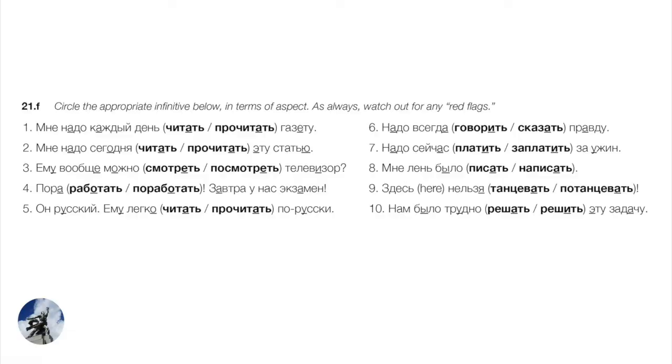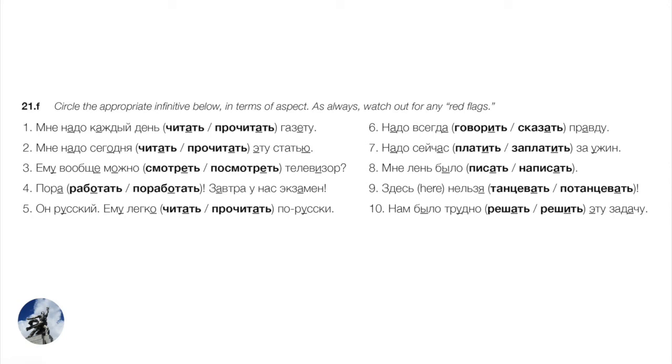Okay, anyway, let's do some examples here and try choosing the appropriate aspect, right? So we're using an infinitive after an adverb, but as always, when we choose an infinitive, we need to choose the correct aspect, right? Let's watch for red flags that might help us choose correctly. Мне надо каждый день blank газету. Any red flags? Yeah, каждый день, every day, that's repetition, so we need читать, right? We need the imperfective. Number two, мне надо сегодня blank эту статью. Today, it's necessary for me to blank this article.